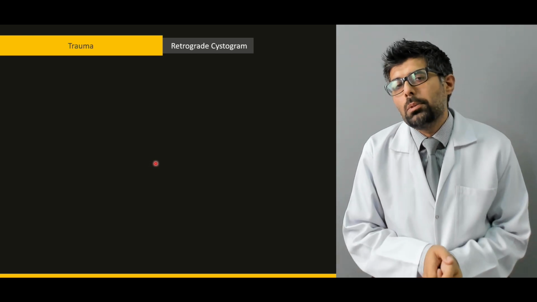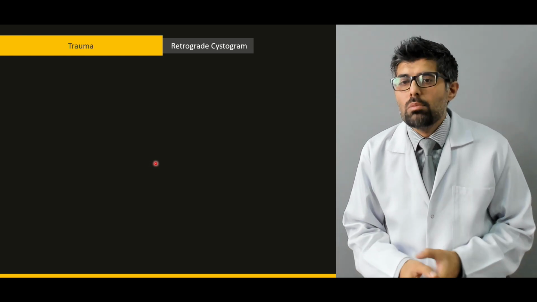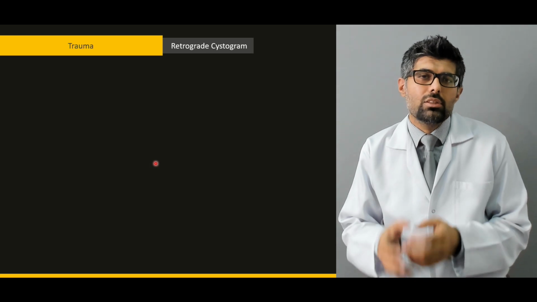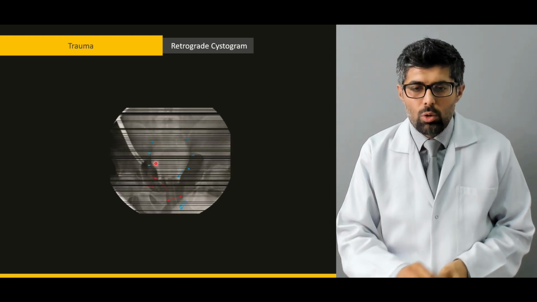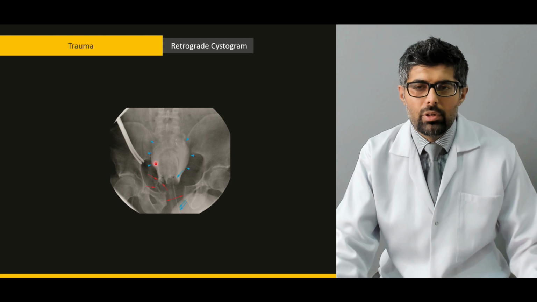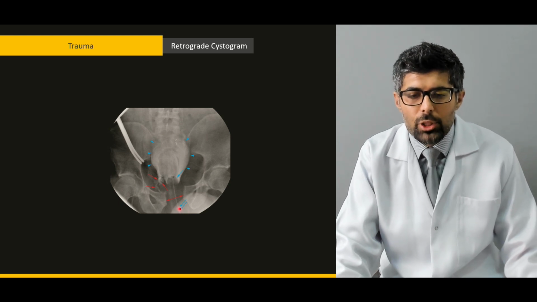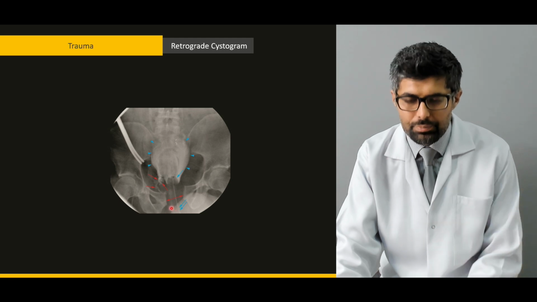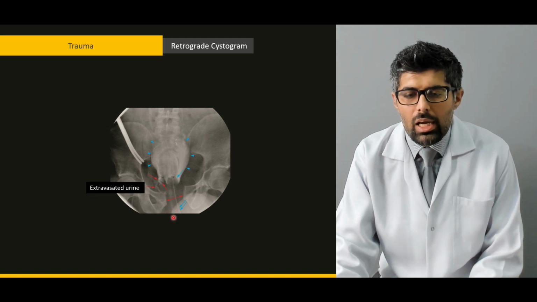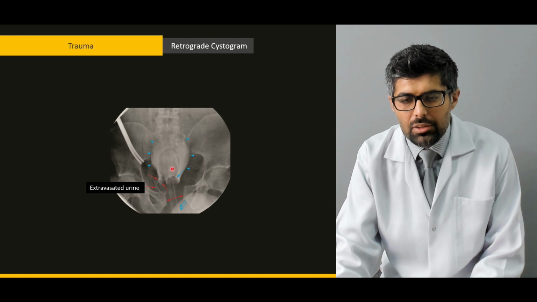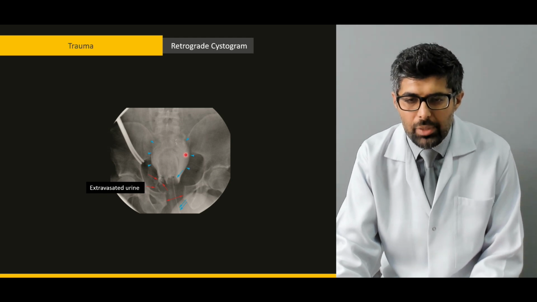Another study that we perform in trauma, like I mentioned before, is a retrograde cystogram. Now, here is an example of a retrograde cystogram. What we do is that we introduce a Foley catheter, and with this Foley catheter, we introduce a contrast medium.